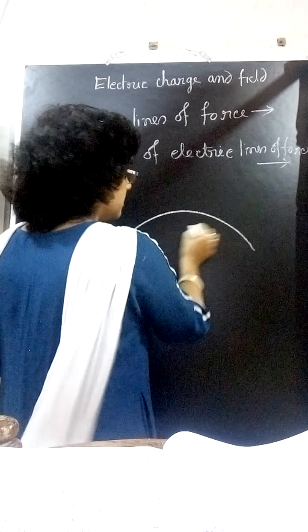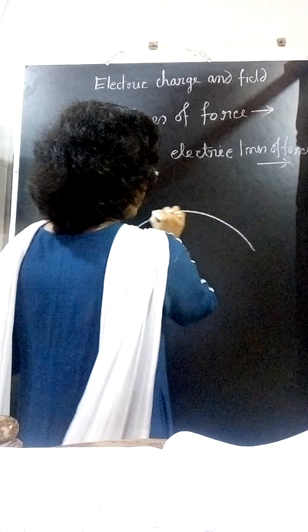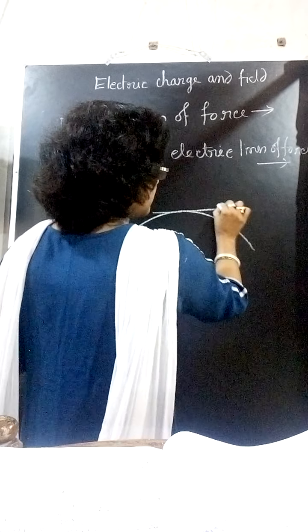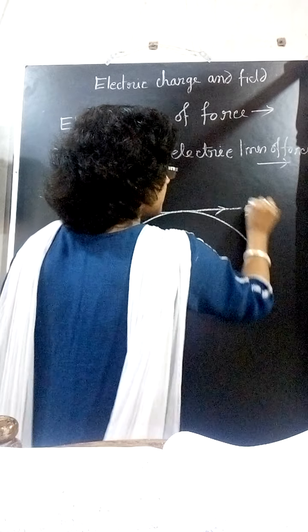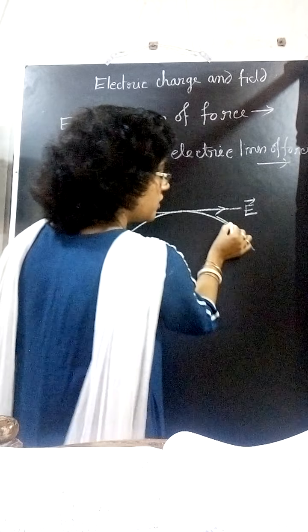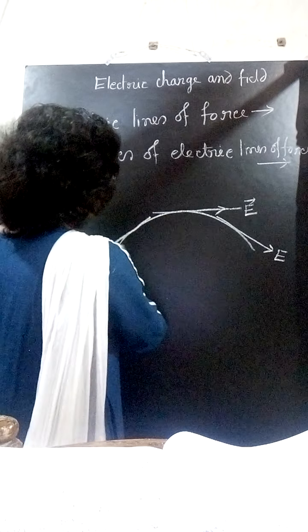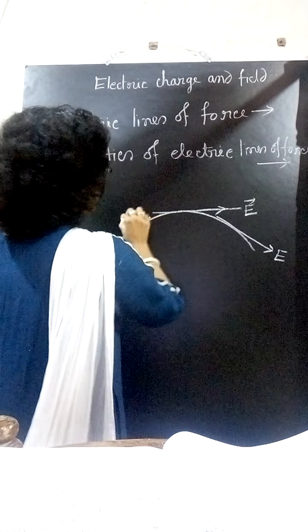Suppose it is one electric line of force. Now if a tangent is drawn, then it will give the direction of the electric field. At any point it can be drawn, and at every point the tangent is giving the direction of the electric field.